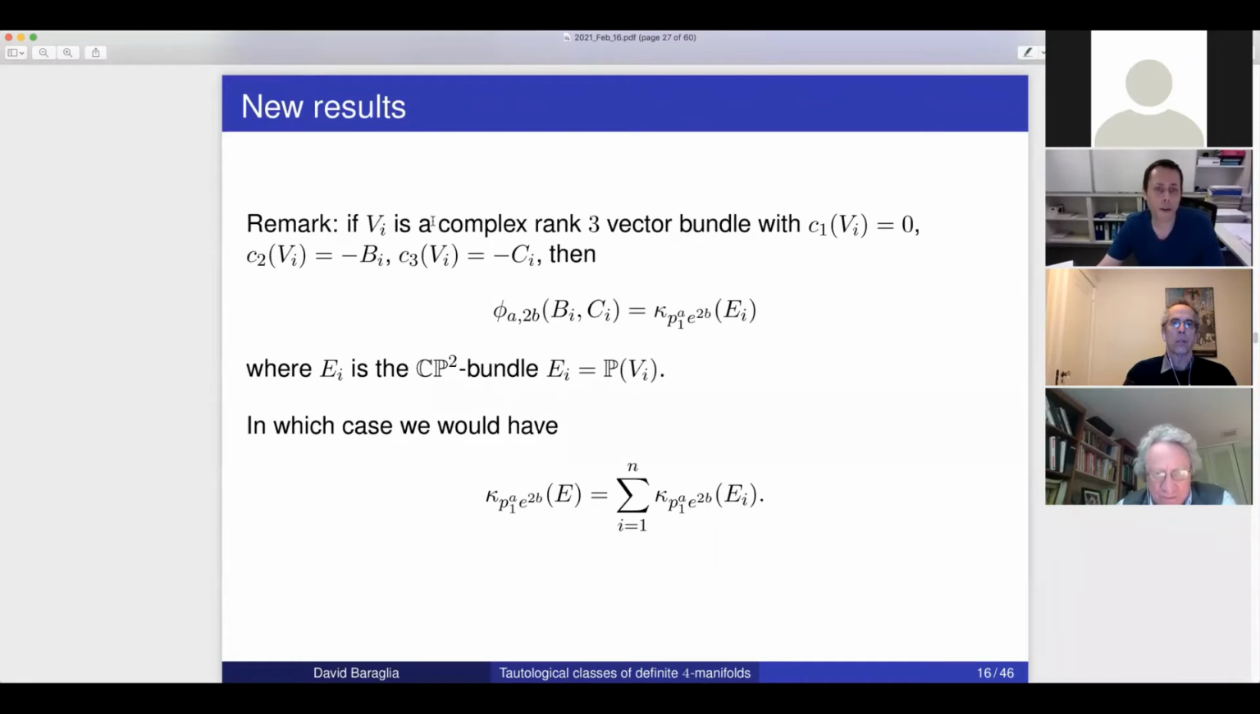Okay, so remark: if there is a rank 3 vector bundle such that the Chern classes are minus B and minus C, then this phi(B,C) is just the tautological class of Ei, where Ei is the corresponding projective bundle. And then it just says that the tautological classes of E are just the sum of these tautological classes of the Ei's. But in general, we don't know whether such a rank 3 vector bundle actually exists.